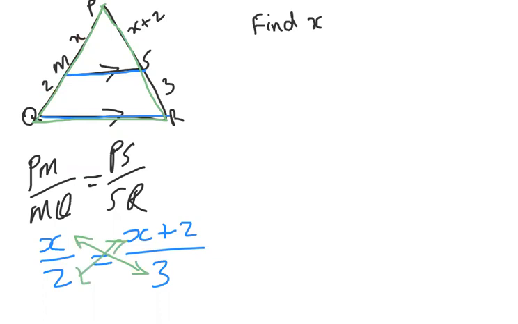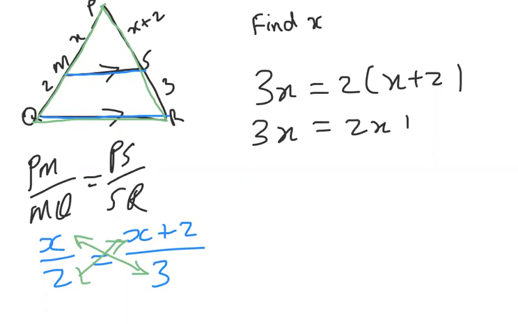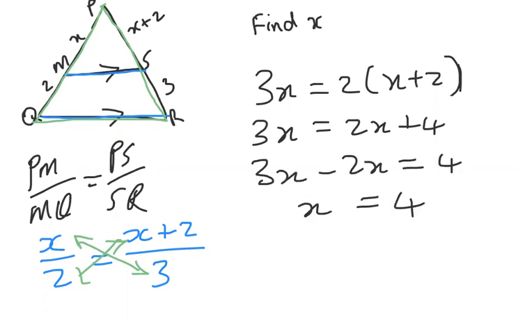So I'm going to say 3 times x equals 2 times x plus 2. So that's 3x equals 2x plus 4. That's a bracket, eh? So 3x minus 2x equals 4. So x equals 4. And that's the answer that you want.